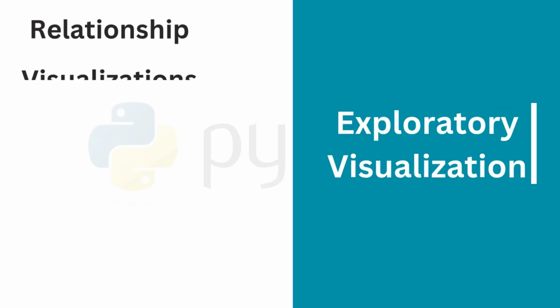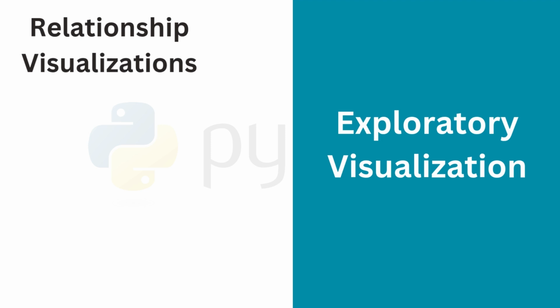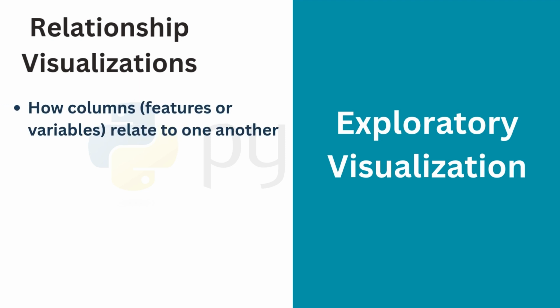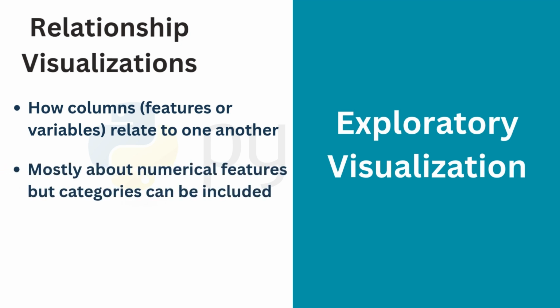Relationship visualizations do just as the name suggests: they focus on relationships. These visualizations try to display how different columns, sometimes referred to as features or variables, relate to one another. These mostly rely on numerical features, but sometimes categorical values will be included.